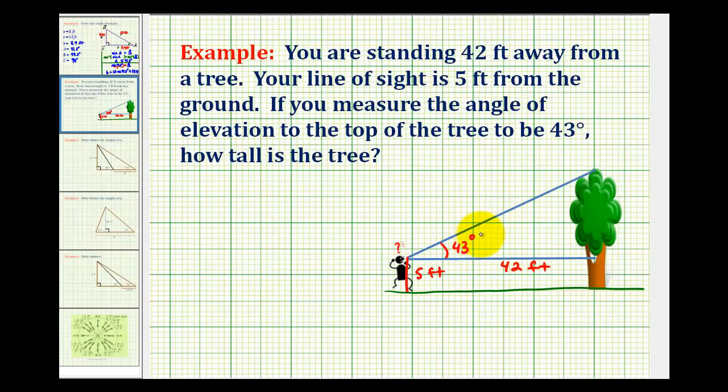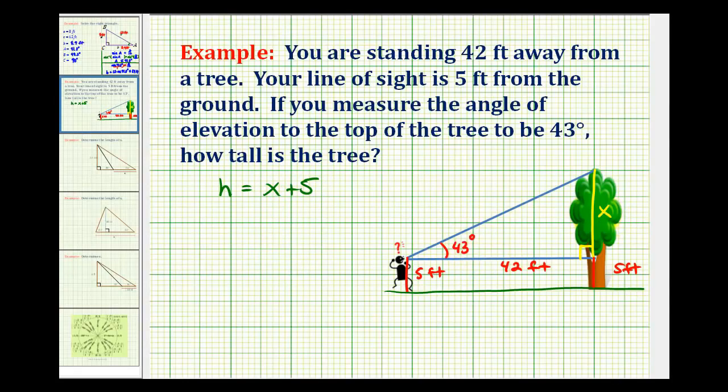So to determine the height of the tree, we'll have to do two things. We first need to determine the length of this side of a right triangle. Let's call this x. And then we'll have to add this length to the length from the line of sight to the ground, which again is 5 feet. So if we let h equal the height of the tree, it would be x plus 5. So now we can set up a trig equation to determine the length of x.